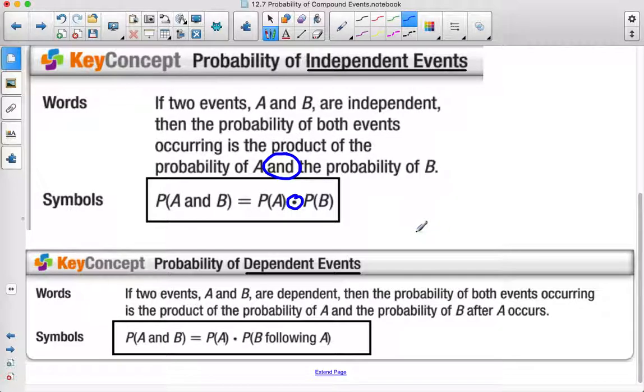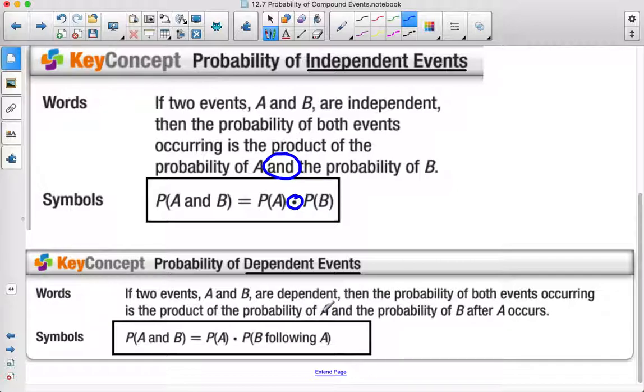However, for dependent events, that's not the case. If 2 events, say A and B, are dependent, then the probability of both events occurring is the product of the probability of A and then the probability of B after A occurs. And so the first part is the same, the probability of A, because that's the first thing occurring. There's nothing that could have happened that would alter that thing's probability. But the thing that's different is that we are now talking about the probability of B following A, the probability of B given that A has already occurred.